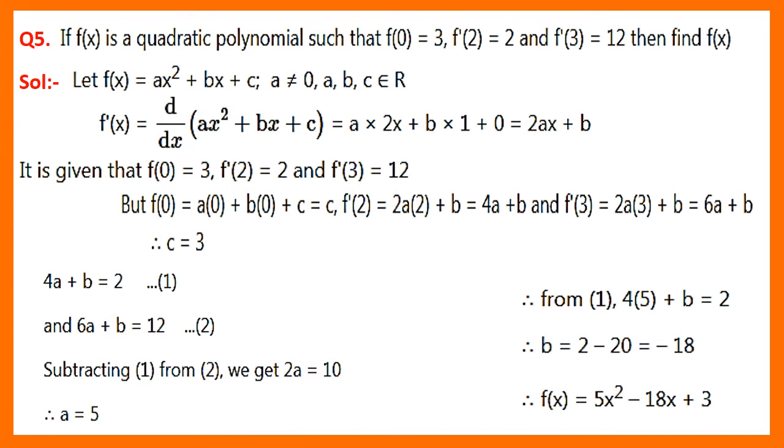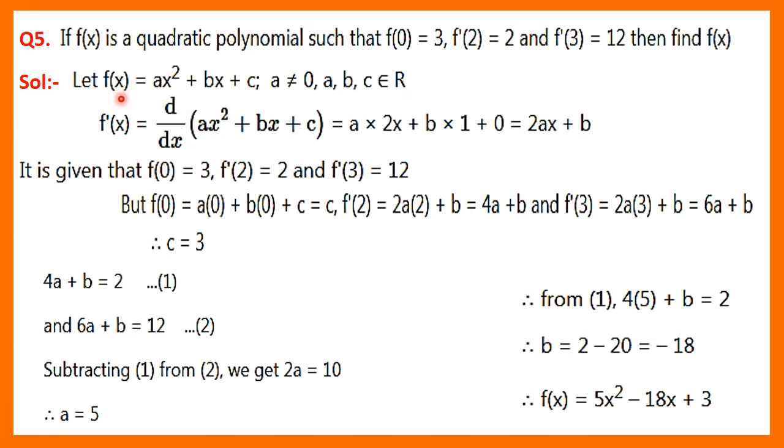Question number 5. If f of x is a quadratic polynomial such that f of 0 is equal to 3, f dash of 2 is equal to 2 and f dash of 3 is equal to 12, then find f of x. Here let us take it's a quadratic polynomial and this question is an application type question. And let us take the quadratic polynomial as general form, f of x is equal to ax square plus bx plus c, where a not equal to 0 and a, b, c are real numbers.